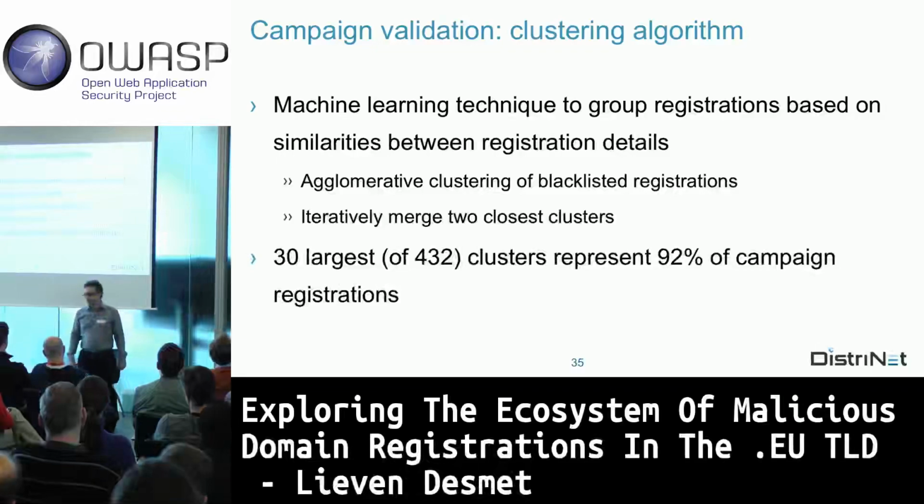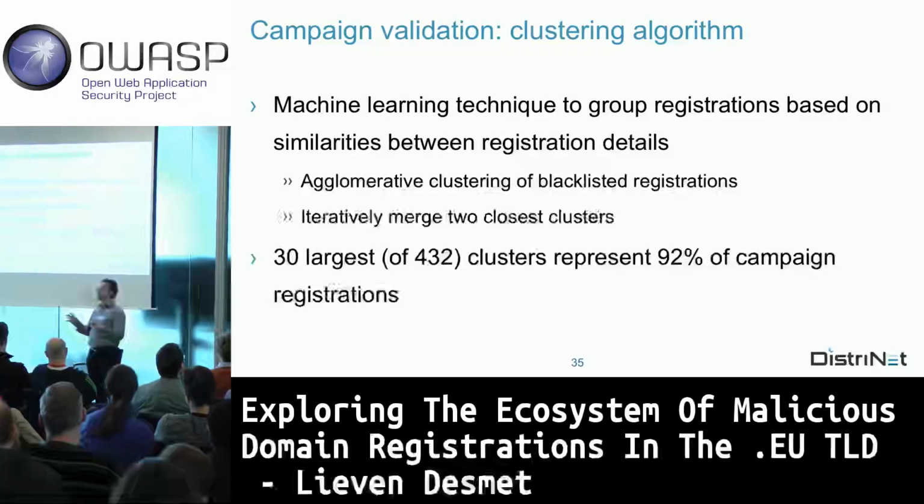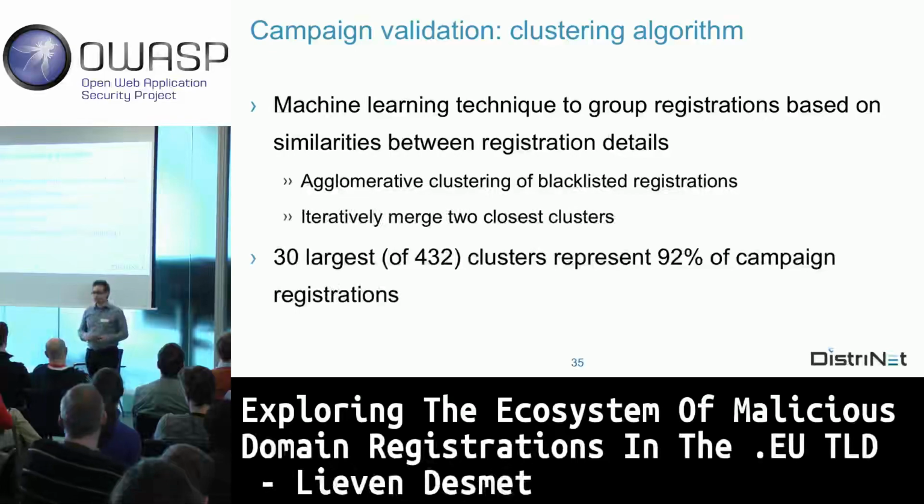So the first one, what we try to do is, now we actually grouped different registrations together based on similarities and patterns. We can also use machine learning techniques. And one of the techniques that we used in our study was agglomerative clustering, where we group registrations together based on similarities between the registrations until we find a certain optimum.